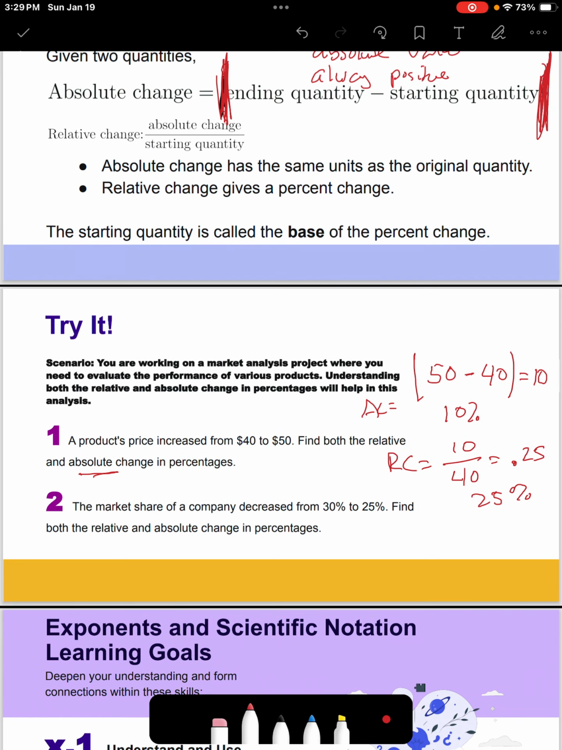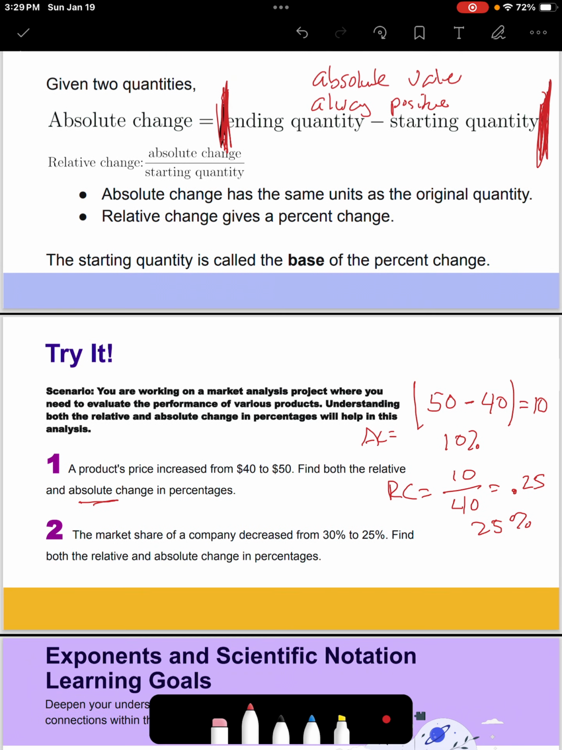Let's try a couple of examples. A product's price increased from $40 to $50. Find both the relative and absolute change in percentages. Let's start off with the absolute change, which is AC. That is your ending value, 50, minus your starting value, 40. So the absolute change would be 10. The relative change is the absolute change divided by the starting quantity. So 10 divided by 40 is 0.25. The relative change is 25%.